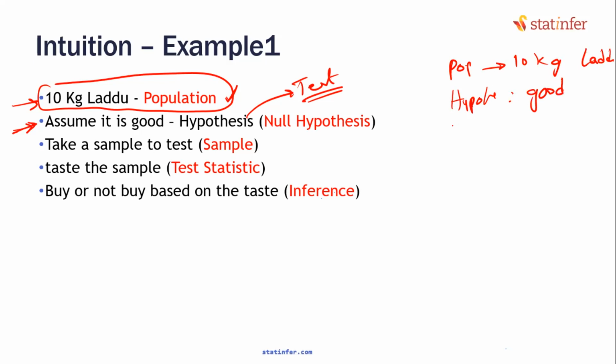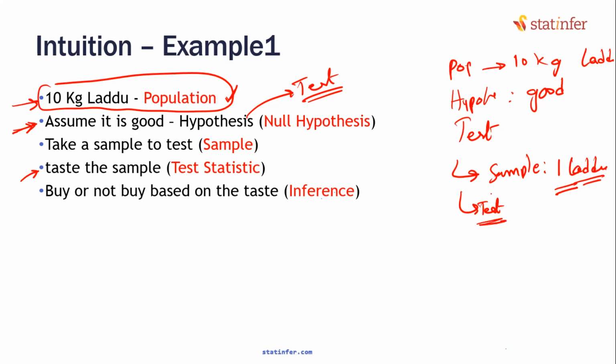Now what are you doing to test it? In the process of testing, what did you do? You took a sample. In our case, what is the sample? One laddu, isn't it? Some 250 grams or 100 grams of laddu. Then what did we do? We tasted the sample. Like we did the test using our own taste buds. We have to define this carefully later on, technically, mathematically. Then we take the final decision.